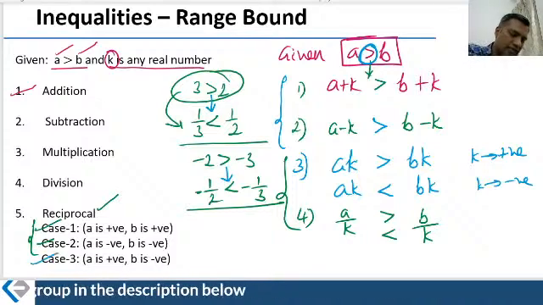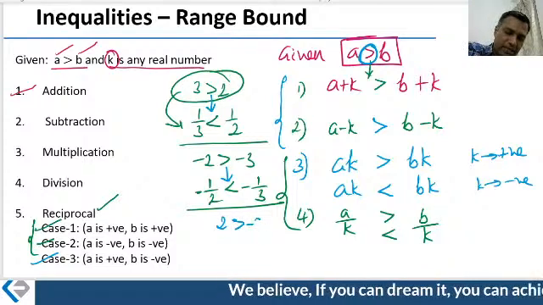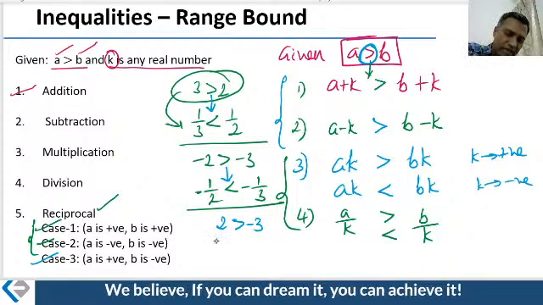Okay, what about the third case? When A is greater than B, it is possible that A is positive and B is negative. Possible. In that case, if I take the inverse of it, the sign does not change. That is the point.